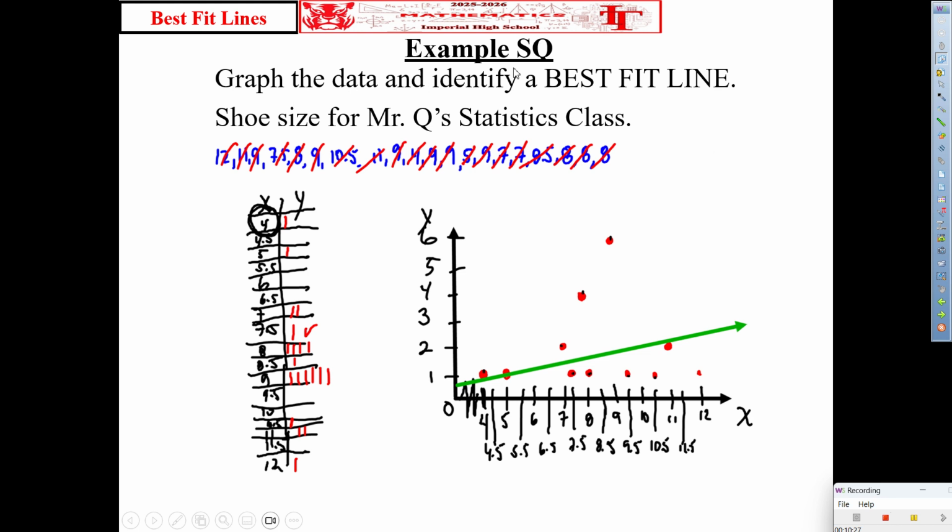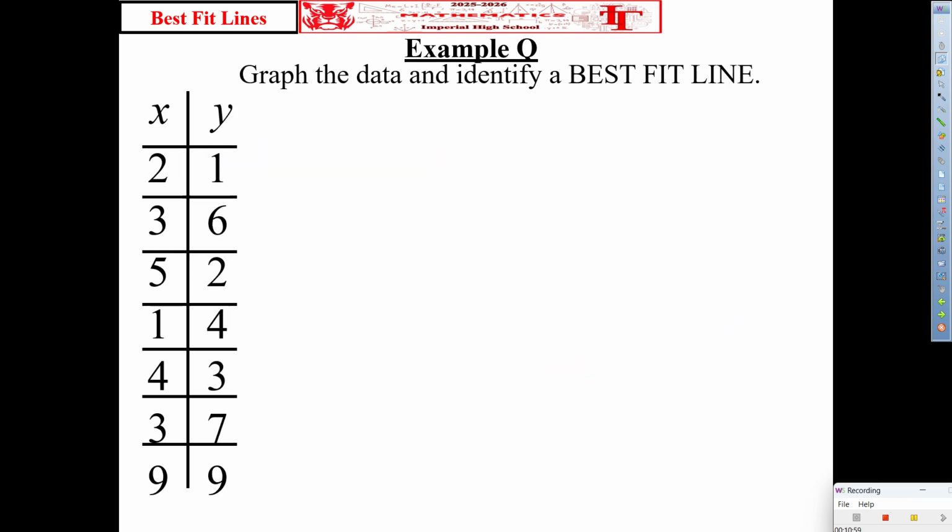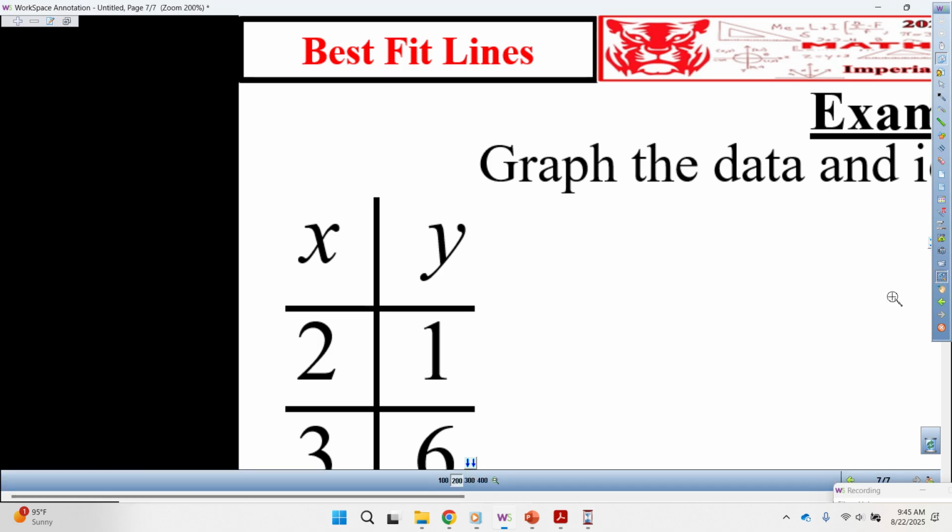It says, example Q, graph the data and identify the best fit line. And here's a table. X is 2, 3, 5, 1, 4, 3, 9. Y is 1, 6, 2, 4, 3, 7, 9. Copy that, please. And let me send that to your screen. All right. So, since you already copied the data, let's move on. Thank you for staying focused.